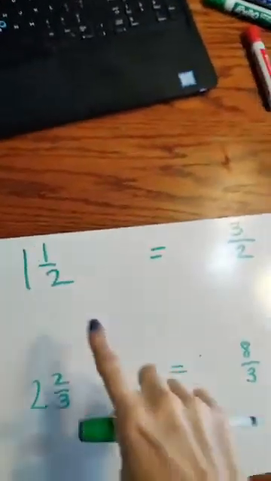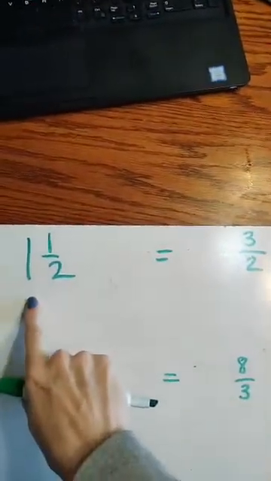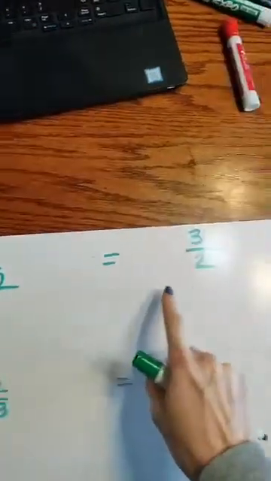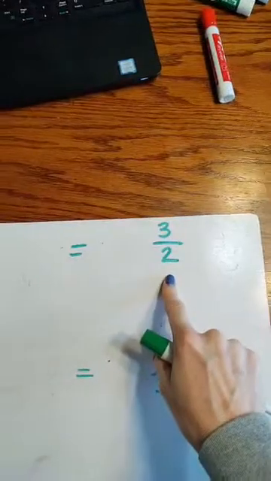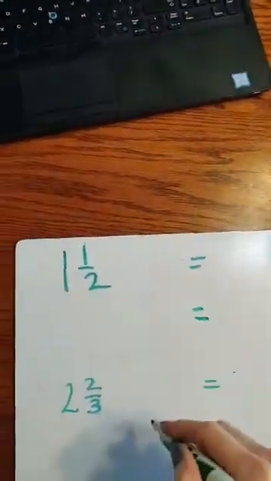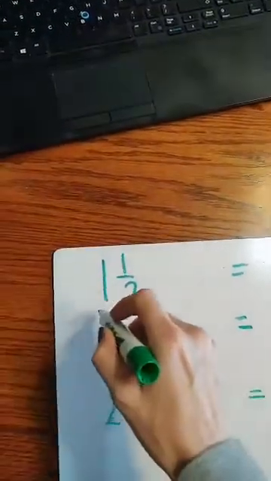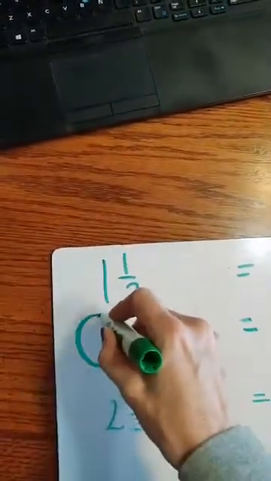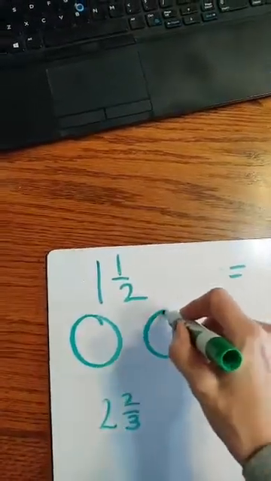Okay, so I have two fractions here. I have 1 1/2. This is a mixed number because it has a whole number and a fraction. And this is an improper fraction, 3/2. And I want to show that they are equal using pictures. So I'm going to use circles here. Okay? I'm going to use two circles for 1 1/2.